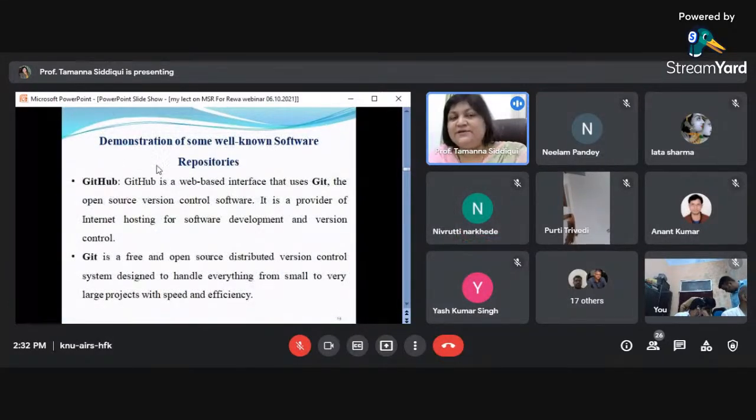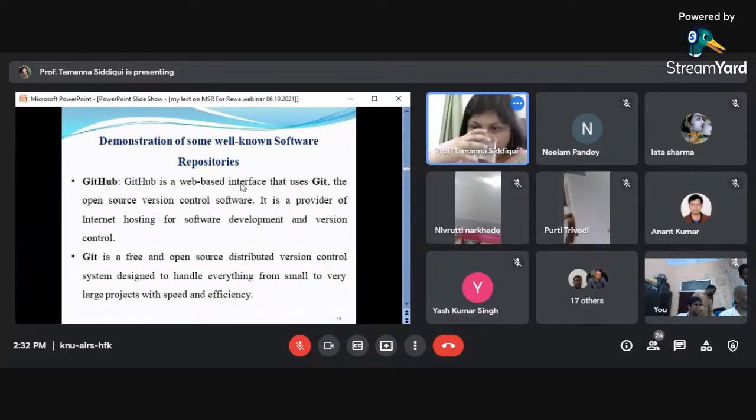Now here I will give you a demonstration of some slightly technical information. Here I will show you how you can find a repository on the net and how you can use it.